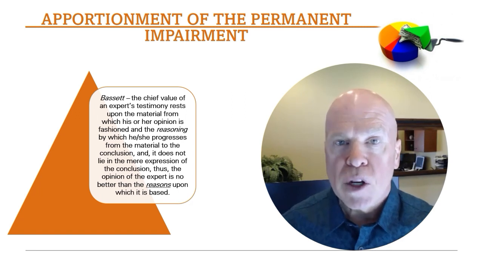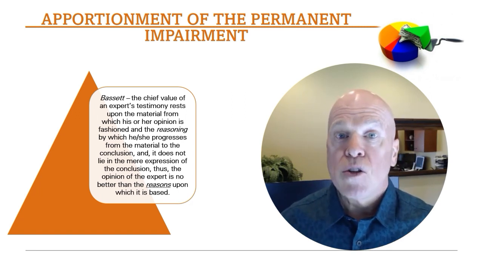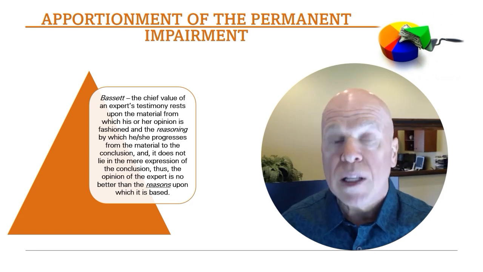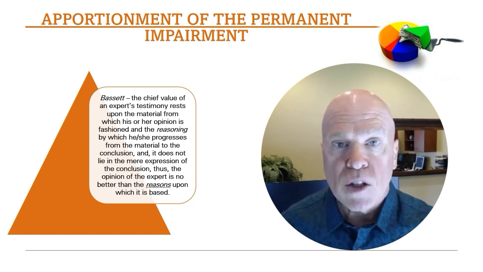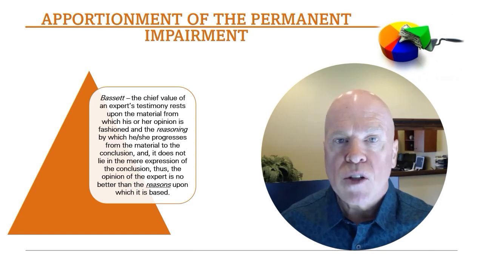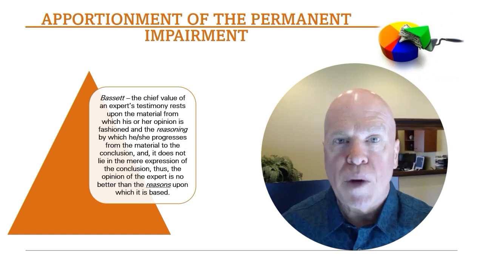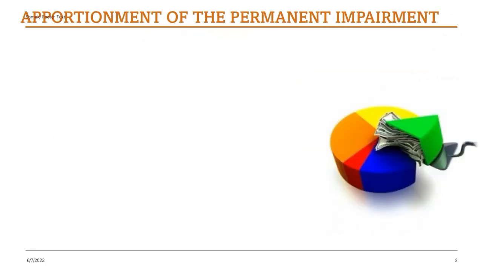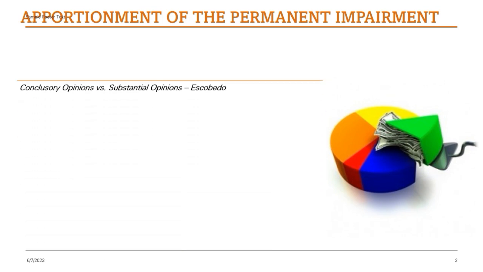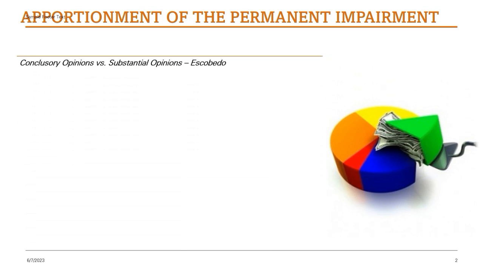Okay, so these are some historic cases. The case upon which we rely most greatly now in the modern era is the Escobedo case. So let's see what Escobedo has to say about how to fashion our substantial apportionment approximate percentages. Let's see what the Escobedo case tells us, directs us, informs us, and instructs us as to how to construct our apportionment arguments within the body of our reports such that those arguments constitute substantial medical evidence.